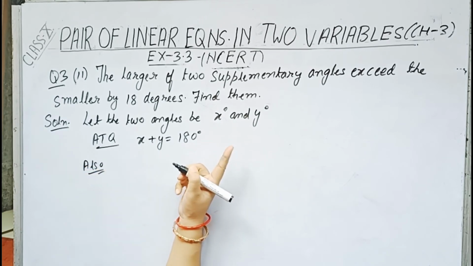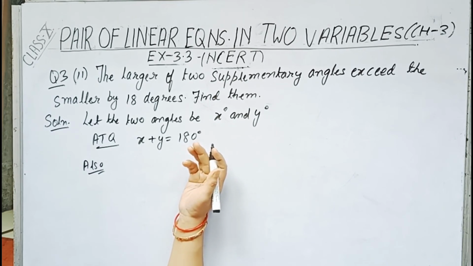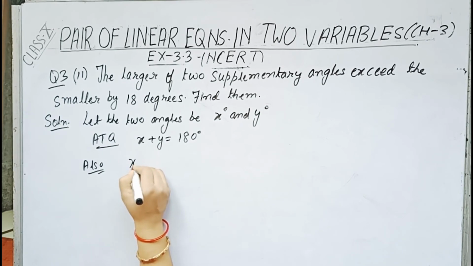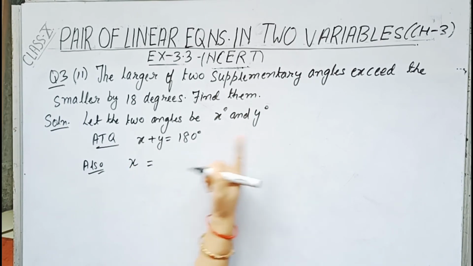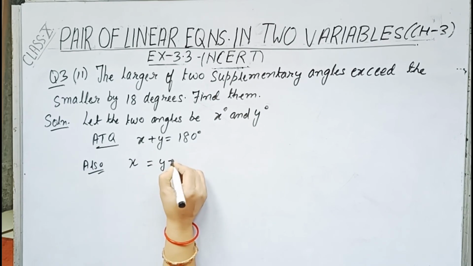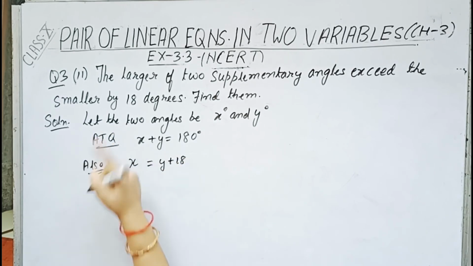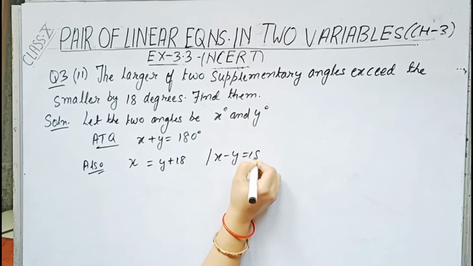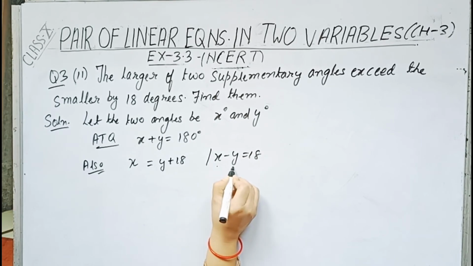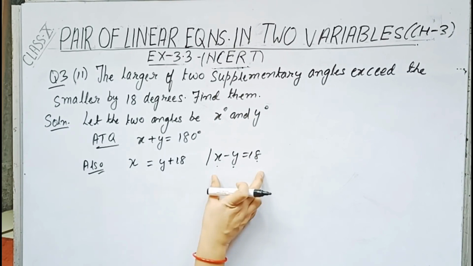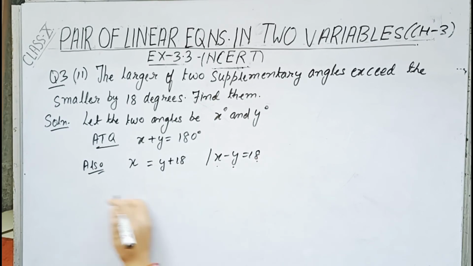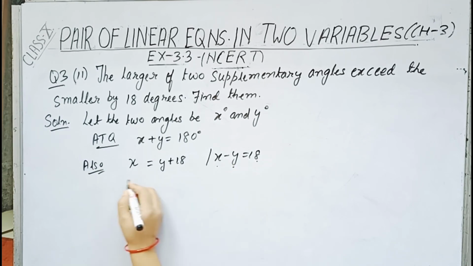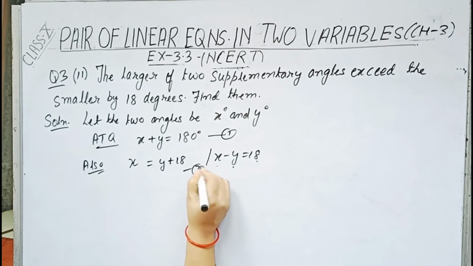The larger of the two supplementary angles, let us suppose x is larger, you can suppose y is larger. So x exceeds the smaller by 18, so x equals y plus 18. You can also write it as x minus y equals 18. Either you write in this form or this form, both are similar. Now let us make it equation 1 and this as equation number 2.